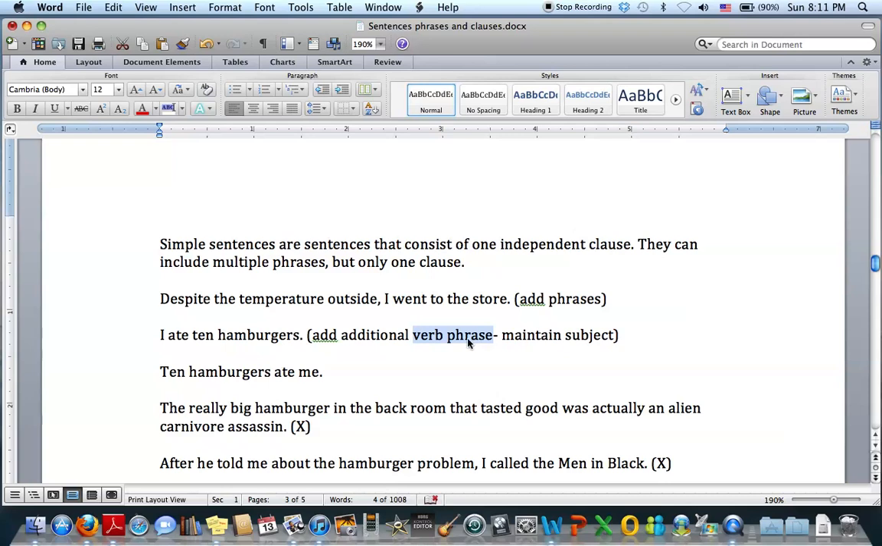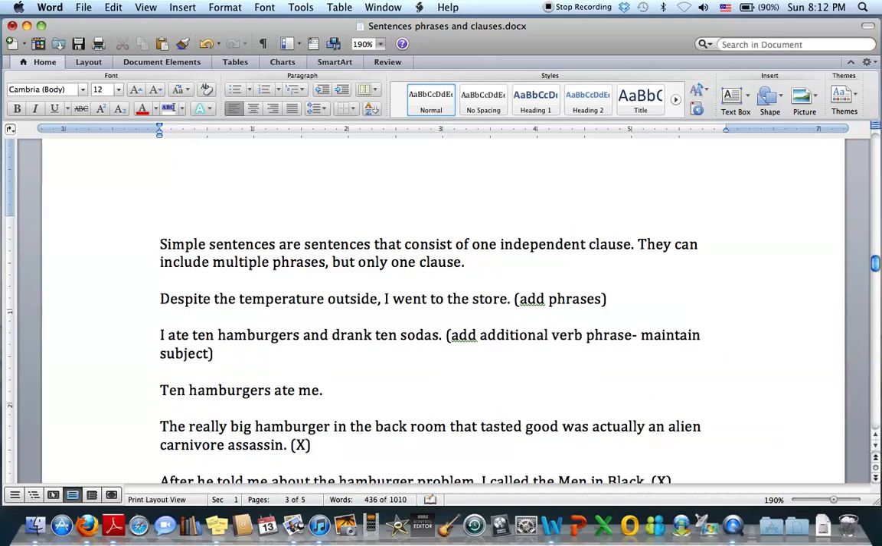I ate 10 hamburgers. Now I can add another verb phrase here. It says here, add additional verb phrase, maintain subject. Here's what I mean by that. Our verb phrase here is "ate 10 hamburgers." That's the verb plus whatever object might come after it. Now I'm going to add something else here: I ate 10 hamburgers and drank 10 sodas. This actually counts as a simple sentence.